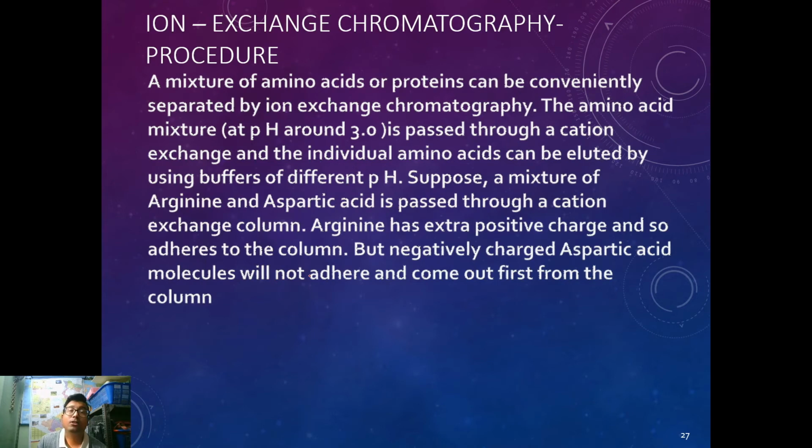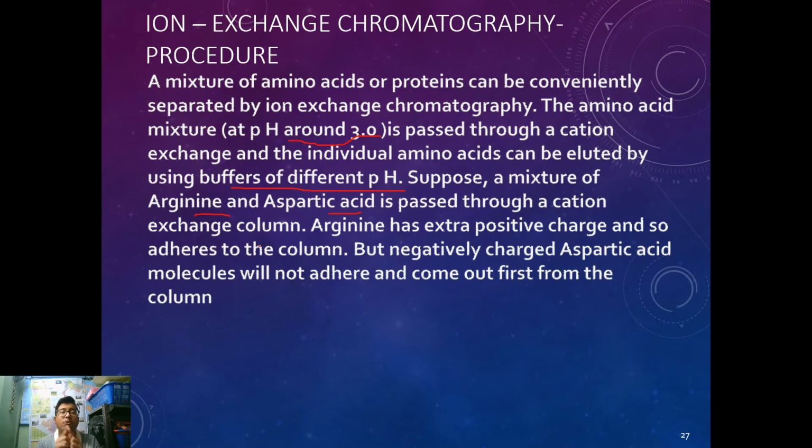Now let us take an example. An amino acid mixture at pH 3, very acidic, is passed through a cation exchange resin. The individual amino acids can be eluted using buffers at different pH. Suppose a mixture of arginine and aspartate is passed through a cation exchange column. You already know the properties of amino acids by now. Which one is the acidic amino acid and which one is the basic amino acid? Acidic is aspartic acid and arginine is the basic amino acid.